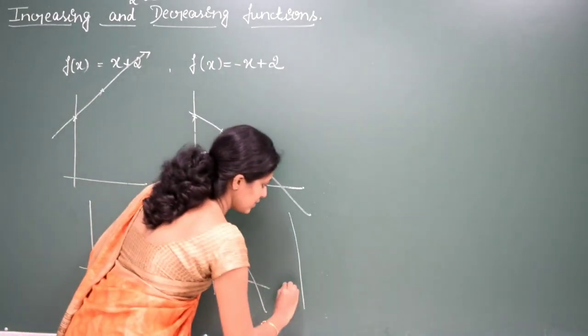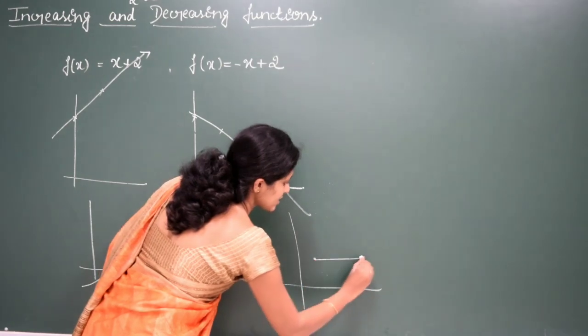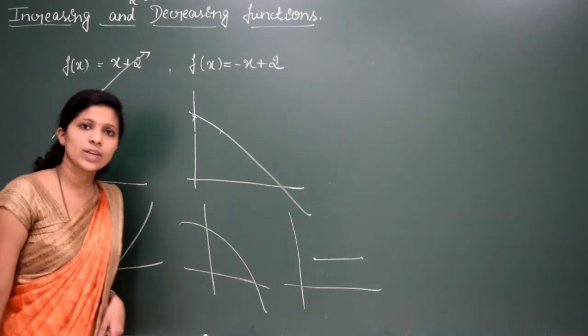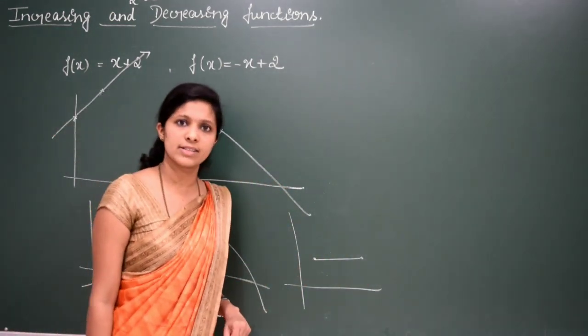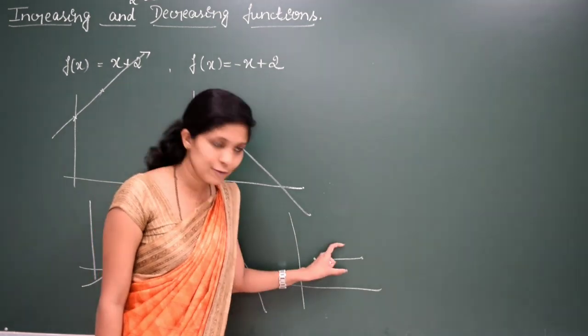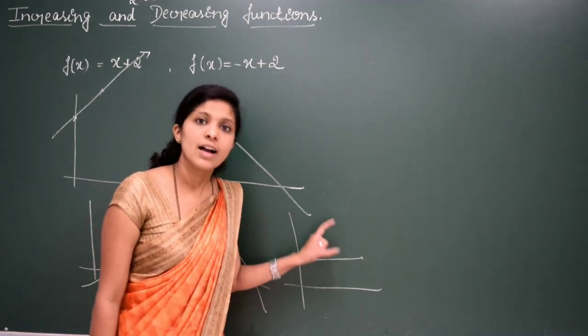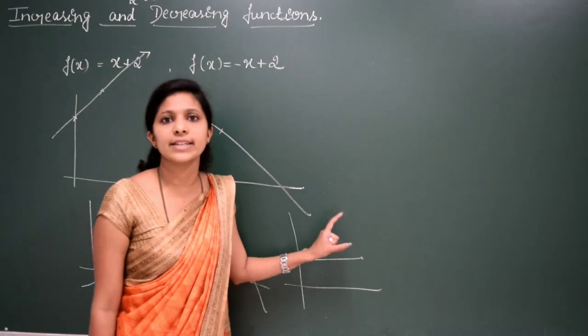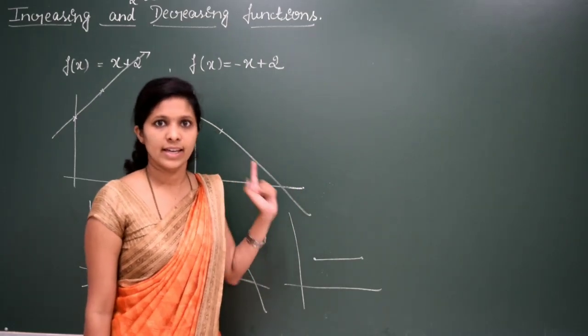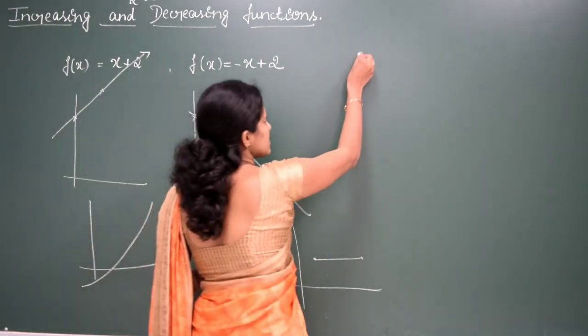We'll consider another one. Now, this is the graph. Can you say whether the function is increasing or decreasing? No, because the graph is constant, right? So here this function is neither decreasing nor increasing. Is it clear?